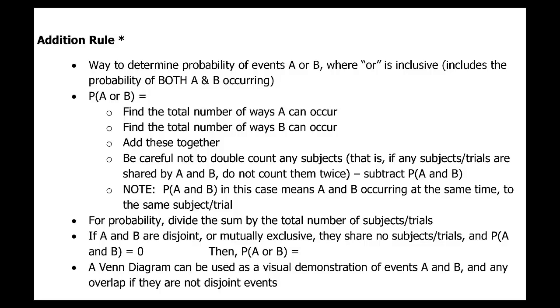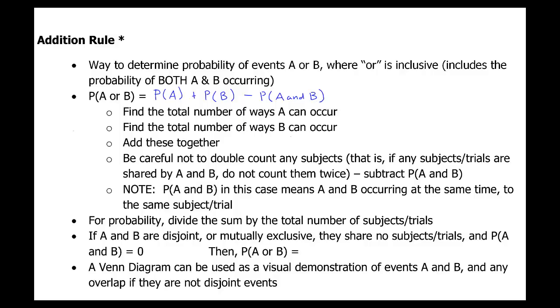This video covers the addition rule of probability, which is a way to determine the probability of events A or B, where OR is inclusive, which means that P(A or B) is going to be the probability of A plus the probability of B, and the equation also says to subtract the probability of A and B, and we'll see how that works in our examples coming up.